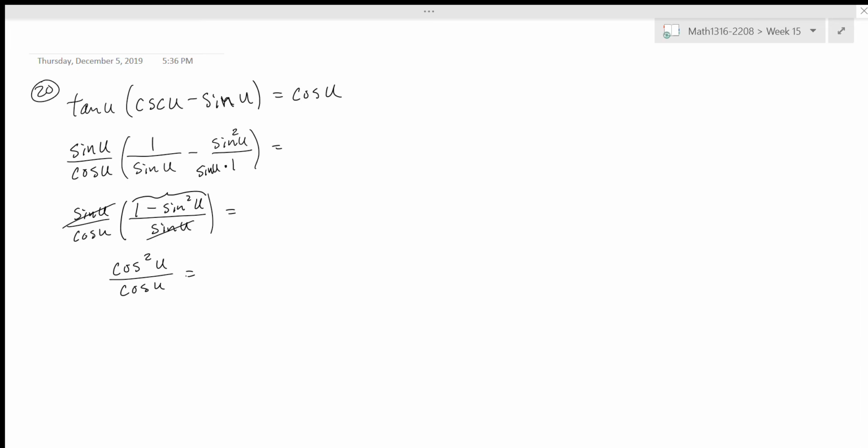Remember, that's a Pythagorean relationship. And if I multiply straight across, that's going to put my cosine u in the bottom. And then which has more cosine u's, top or bottom? How many more does he have? So this guy is going to cancel out one of those. And we're done.